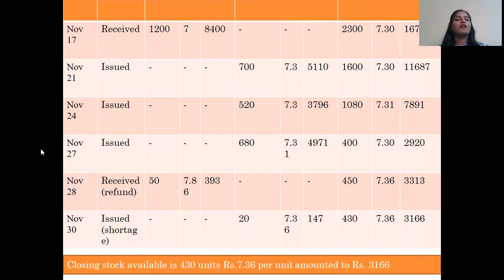Next, on November 17th, received 1,200 at the rate of rupees 7, amounted to 8,400. 1,200 into 7, you will get 8,400.